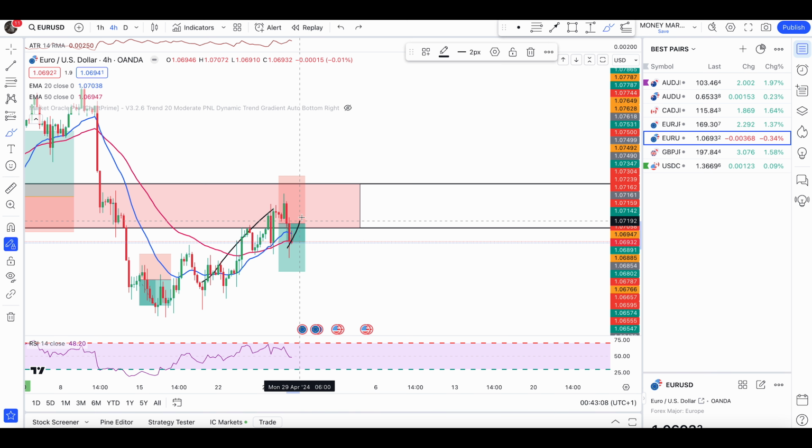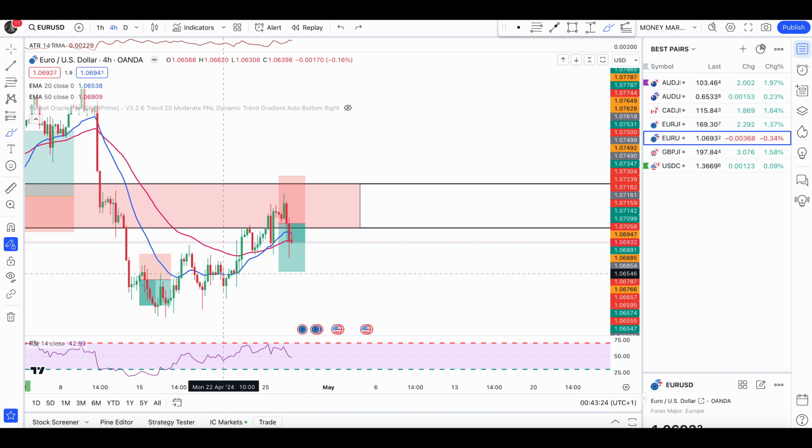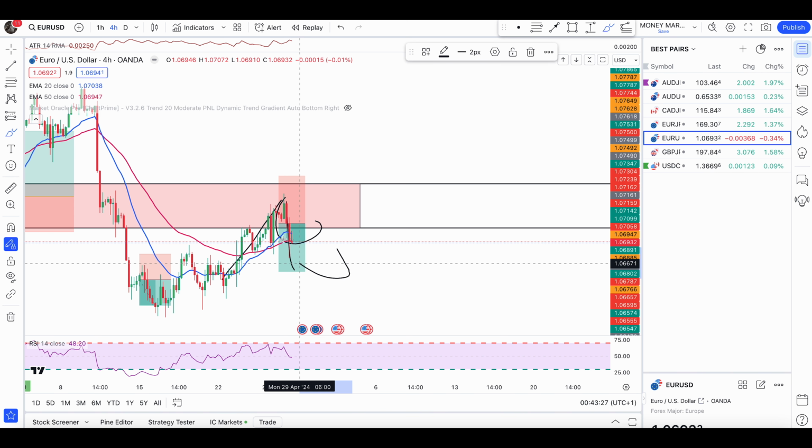It might form a double top as well. That's totally up to you. If you have entered aggressively, that is totally fine. If you have entered here, totally fine. I've kept my stop loss above the zone to give the price some room. So that is what we were looking at, a pullback in the zone, and let's see how it goes. And that is how we need to be trading with exact rules.